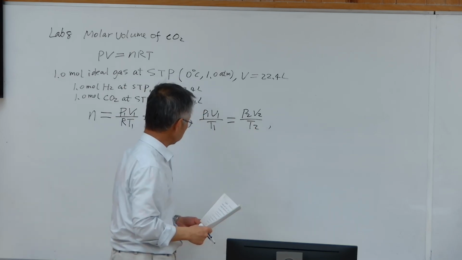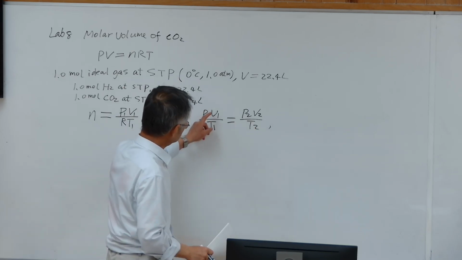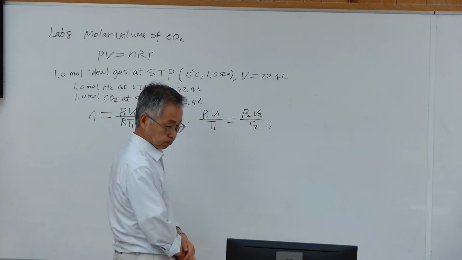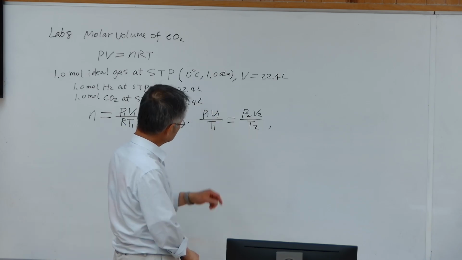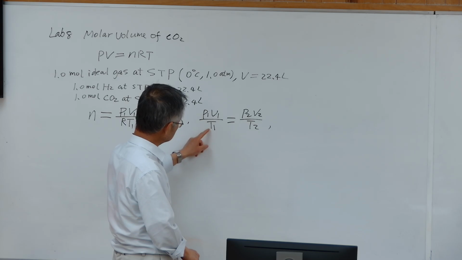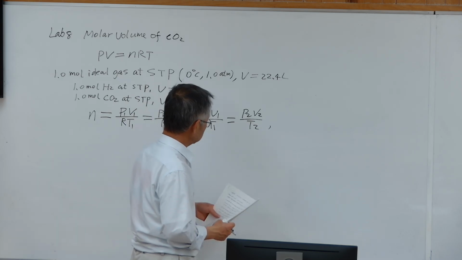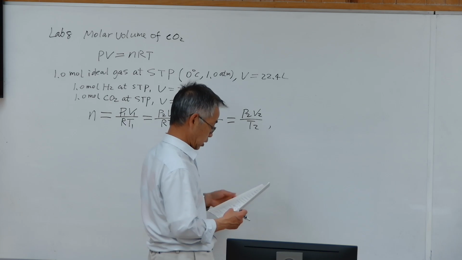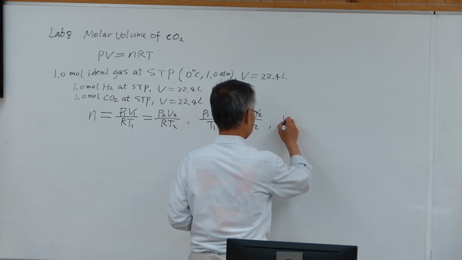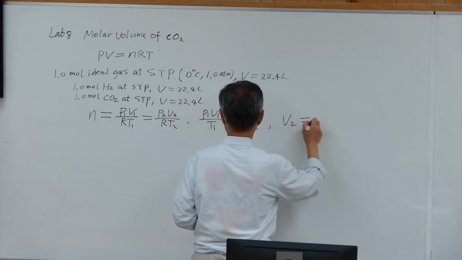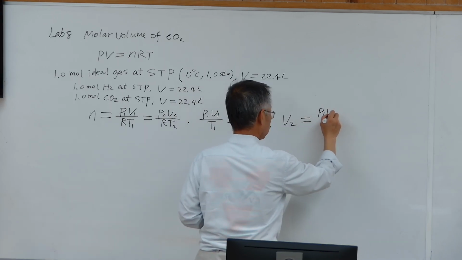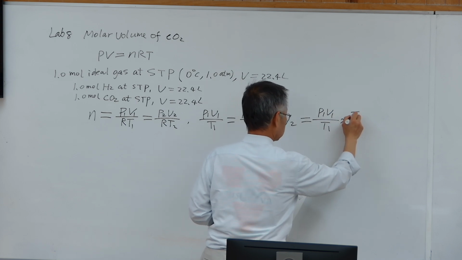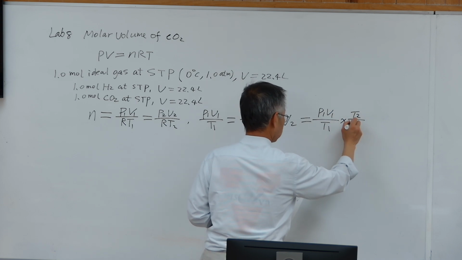So if we run the experiment, measure the volume at pressure P1, temperature T1, then we can calculate V2 at pressure P2 and temperature T2. So from here, V2 equals P1 V1 divided by T1 times T2 divided by P2.